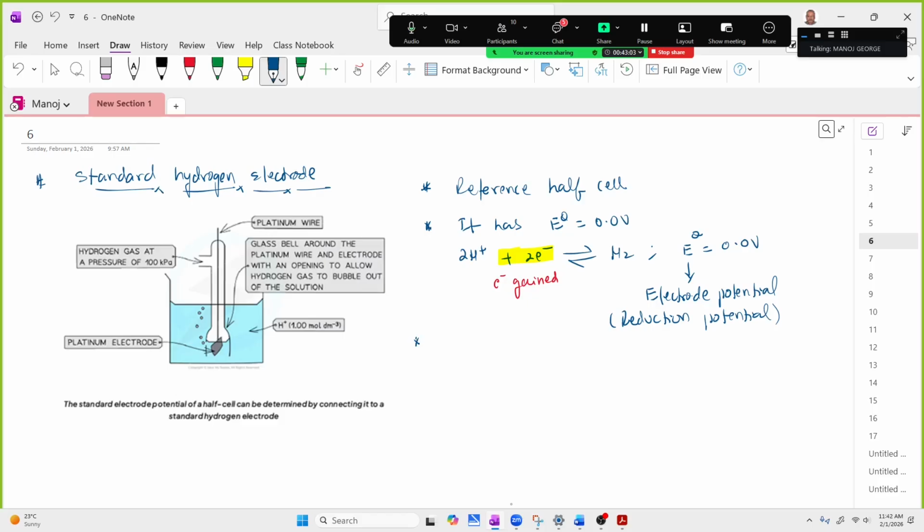And very, very interestingly, SHE can act as cathode and also as anode. I'm going to give you examples in that situation. Okay, and so why do we need SHE? Okay, first of all, we have a platinum electrode. Why do we need a platinum electrode? It's inert. It catalyzes the reaction.